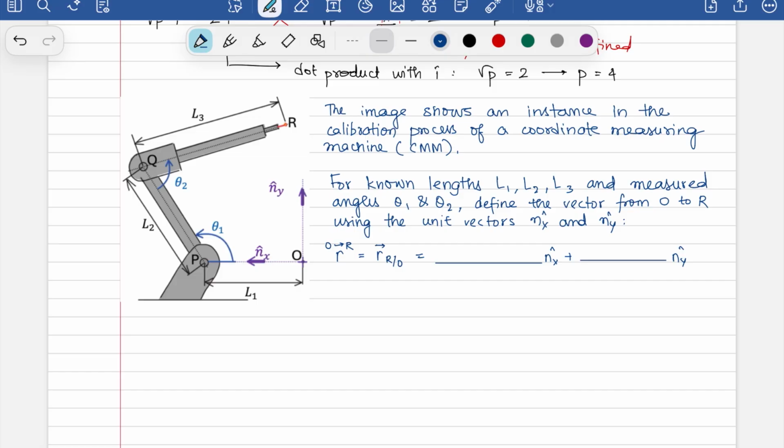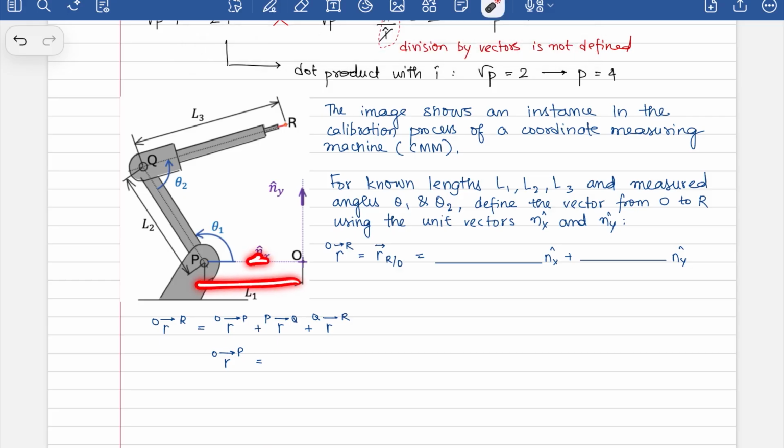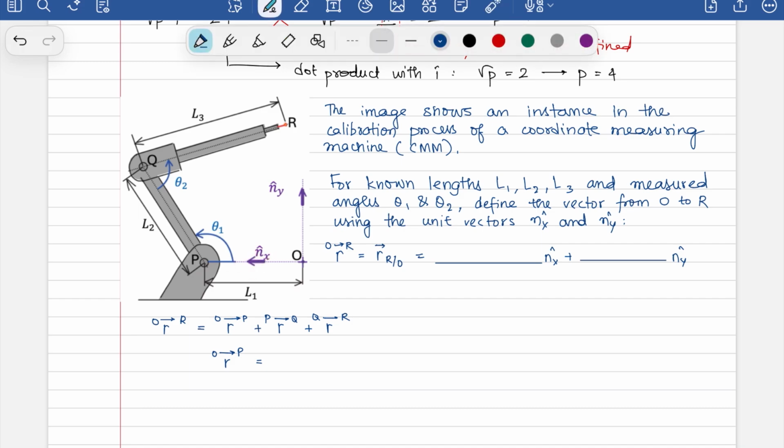I'm going to define the position vector from O to R as the position vector from O to P plus the position vector from P to Q plus the position vector from Q to R. And all we have to do now is define these vectors. The first one is rather straightforward. So I'll write that down here from O to P. This is just L1 along nx hat. Notice here that nx hat is to the left. It's not illegal, it's allowed. So this here is L1 nx hat.